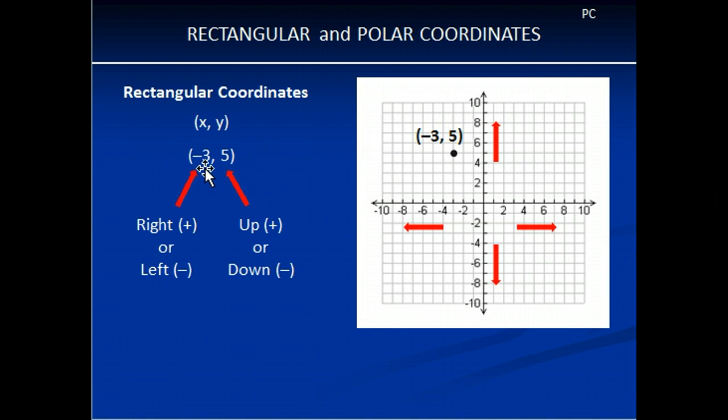And we know that if it's a negative in our x term, that means they're going to go left or right. A negative is left and a positive is right. And we know that for a 5 in our y term, it's going to be up and down. So a positive is up and a negative is down. That's the direction that they're supposed to go.